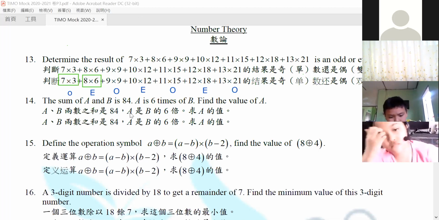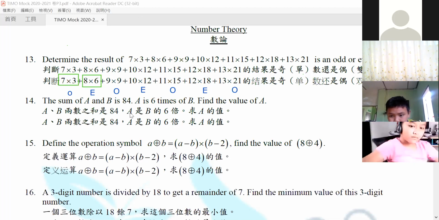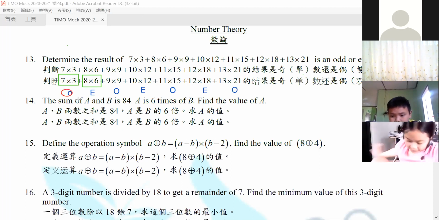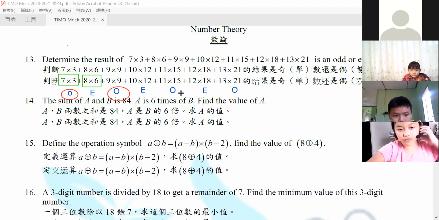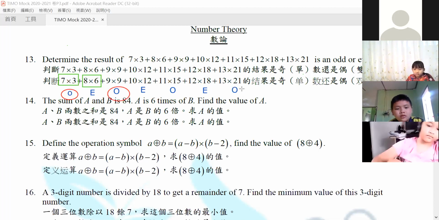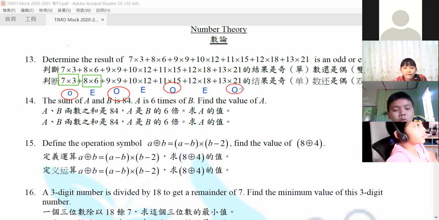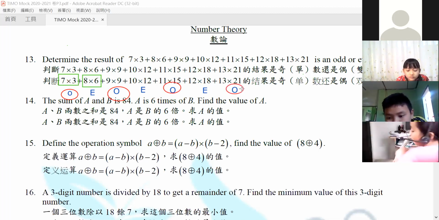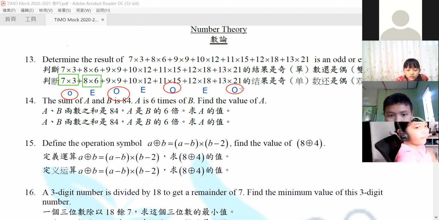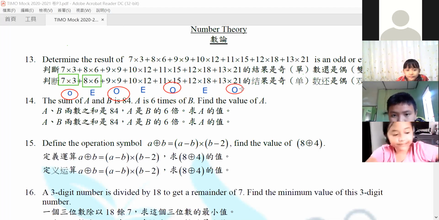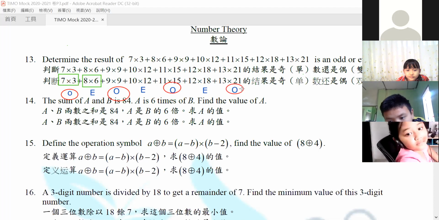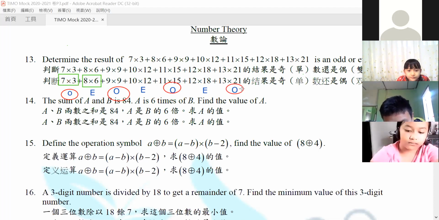Why is the answer even? Because there are four odd numbers. That is 1, 2 odd numbers, 3 odd numbers, and 4 odd numbers, right? These 4 odd numbers added together will give an even number. By adding all the other even numbers, it will still be an even number. So the total number would be even.